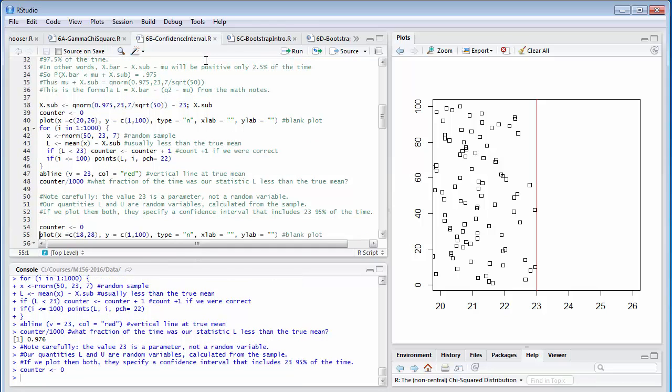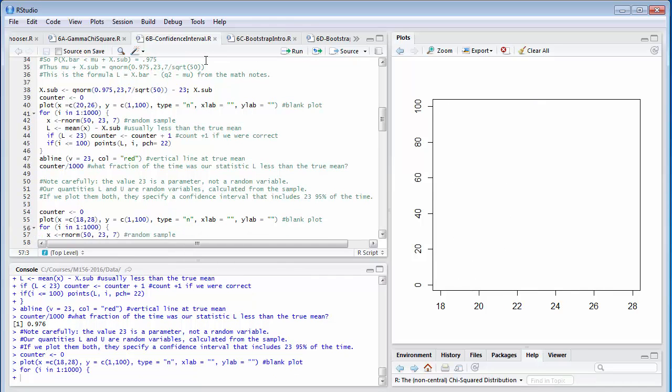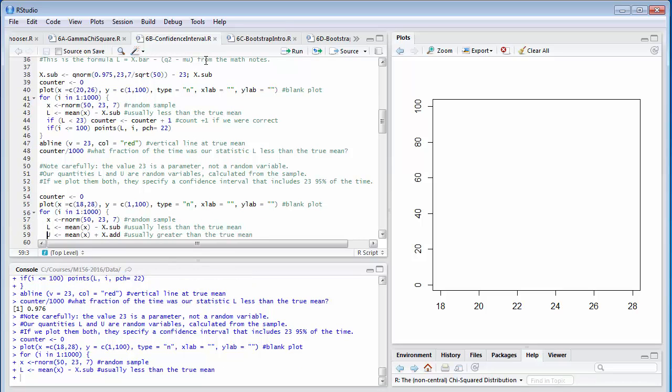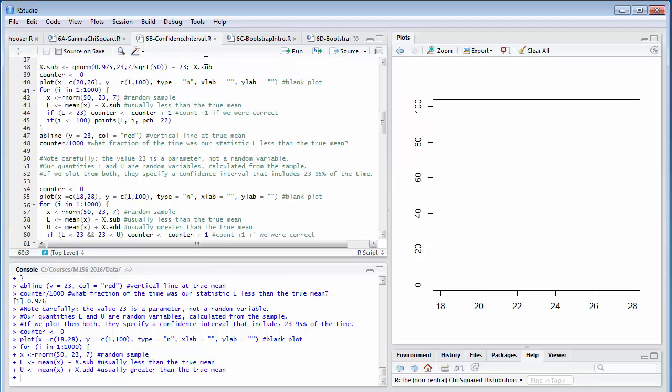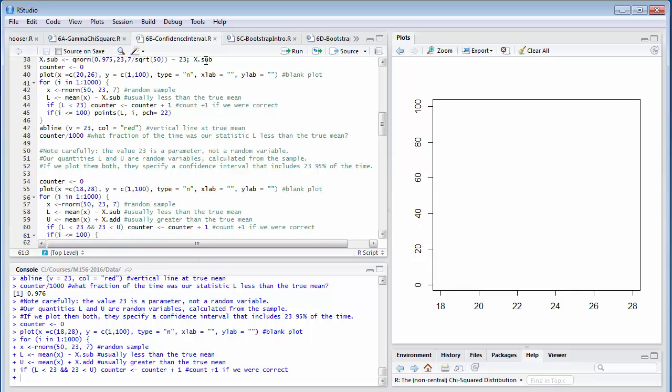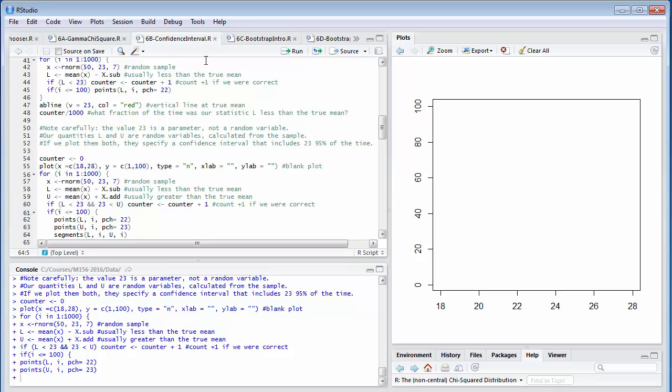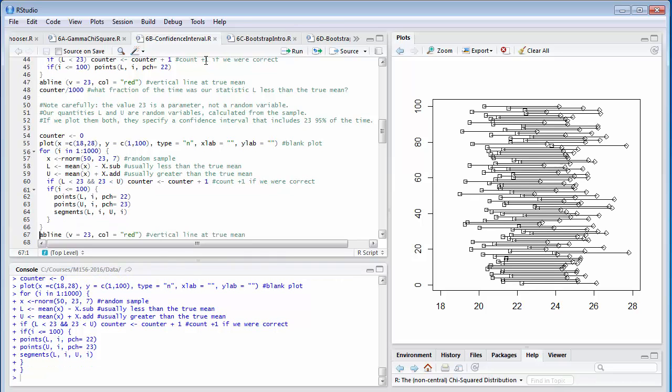And now I can show the whole confidence interval on a plot. I make a blank plot. 1,000 times I will draw a random sample. This time I will compute both L and U. I will score 1 on my counter if I picked an L that's less than 23 and a U that's greater than 23. And for the first 100 tries, I will actually plot a horizontal line that runs from L to U. That's what the segments function in R does for me.